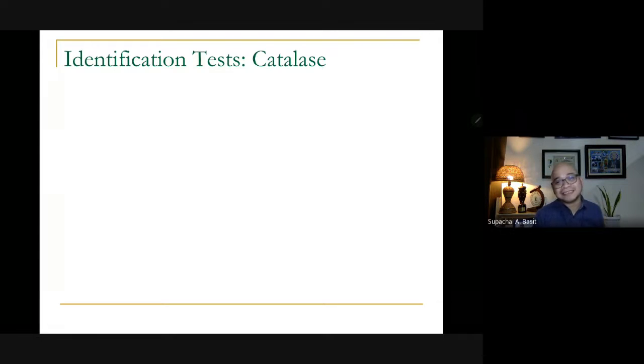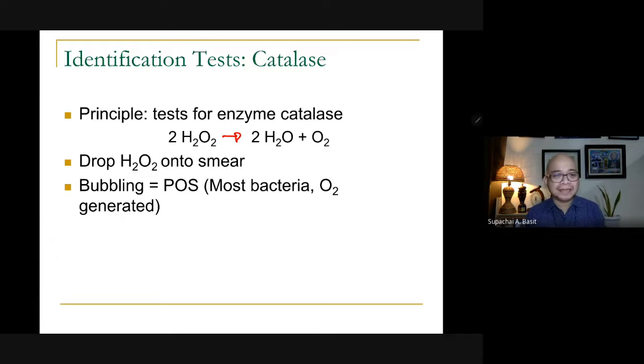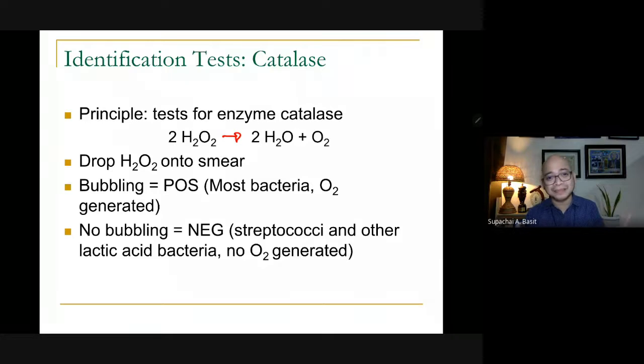Okay, so let's talk about catalase. A while ago, we were talking about the catalase test. Catalase is the enzyme that can break down hydrogen peroxide into water and oxygen. So here, we drop hydrogen peroxide onto the smear. In Tagalog or in Spanish, we call it agua oxigenada. It's an excellent antiseptic. Okay, so bubbling is the positive result. Actually, a more scientific term to describe a positive result is rapid effervescence of gas. But sige, bubbles na lang, mas madaling spell. So no bubbling means that it's negative.